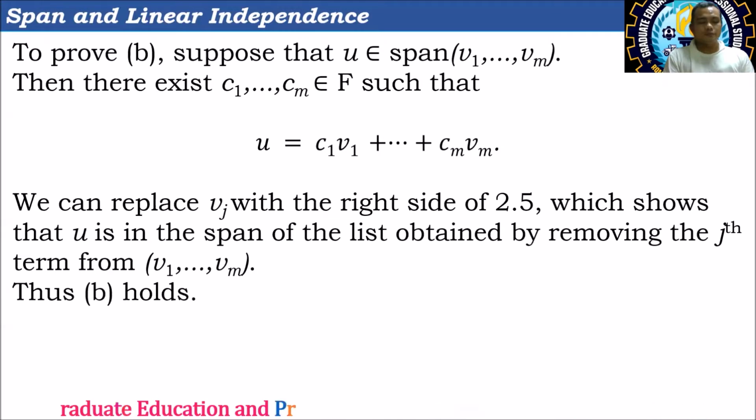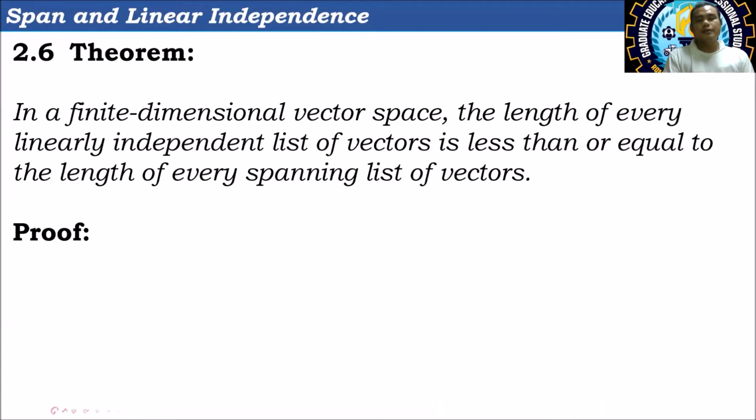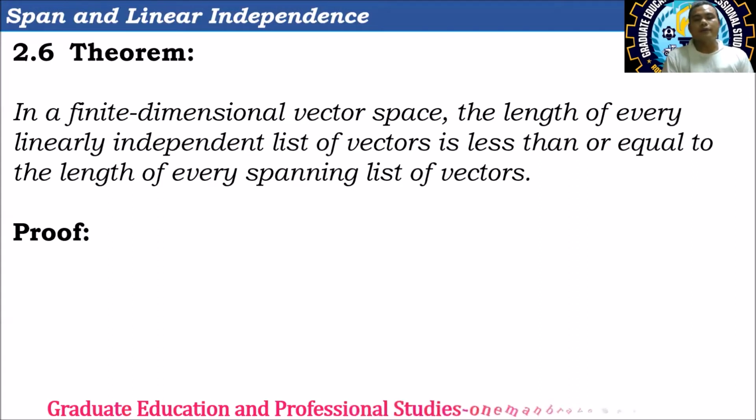Okay. Now we have another theorem. In a finite dimensional vector space, the length of every linearly independent list of vectors is less than or equal to the length of every spanning list of vectors. So to prove that, again, in a finite dimensional vector space, the length of every linearly independent list of vectors is less than or equal to the length of every spanning list of vectors.